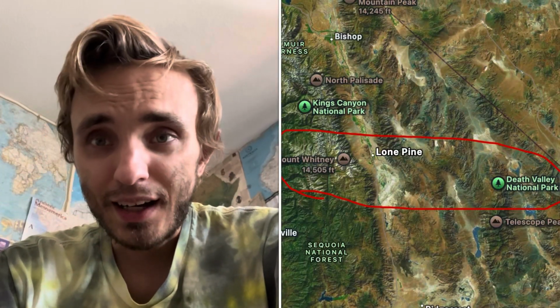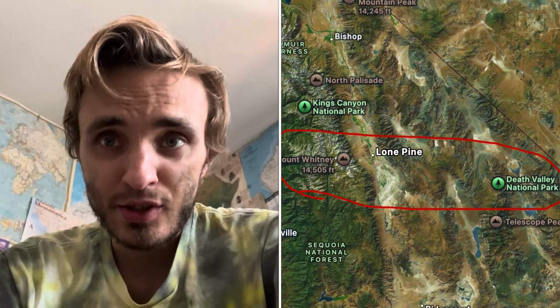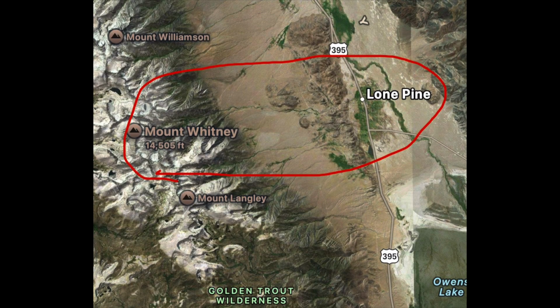The family and I stayed in Lone Pine, California, which is at the base of Mount Whitney and the Sierra Nevada section in that area. So yeah, that's definitely something. I'll show it on a map right here.